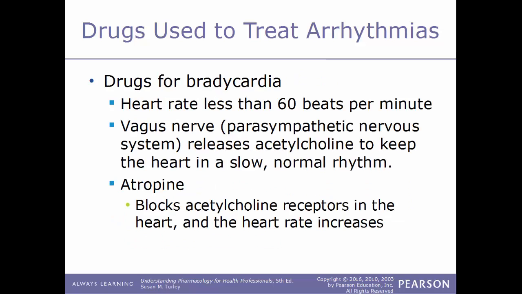There are several different types of drugs used for arrhythmias. Drugs that would treat bradycardia: bradycardia is a heart rate that's less than 60 beats per minute. What happens here is the vagus nerve releases acetylcholine to keep the heart in a slow, normal rhythm. So a drug that could be given to help combat bradycardia is atropine. Atropine works by blocking acetylcholine receptors in the heart, so the heart rate increases.